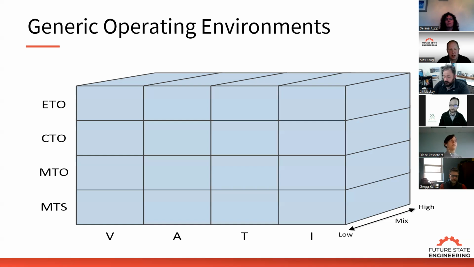And like I said, there are unique problems in each of these. So I'm trying to develop a matrix that says what the unique problems are in this V make to stock environment versus a V engineer to order environment.